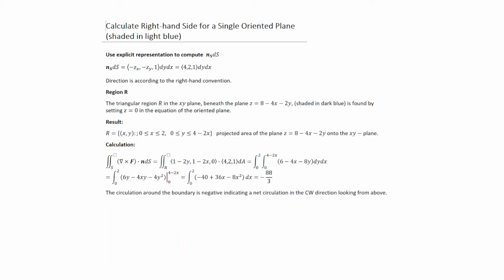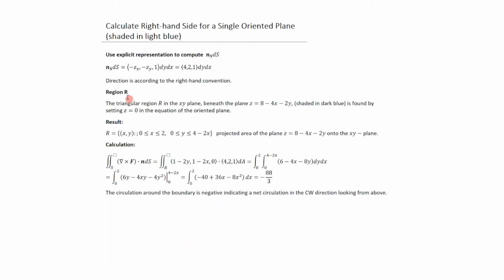Because the plane equation is given as a function of x and y, that is z is a function f(x,y), and we need to determine what the differential surface area is, it's easiest to use an explicit representation. In this case, the area vector has to be pointing in the z direction, and so this is the appropriate form to take: negative z partial x, negative z partial y, and 1, dy dx. If you take the equation of the plane, take the partial with respect to x and the partial with respect to y, times negative, then you'll end up with this vector here, times dy dx. And the direction, as I said, is according to the right-hand convention.